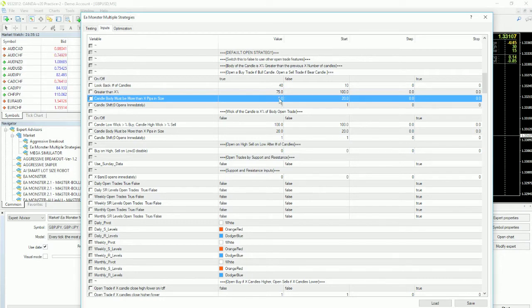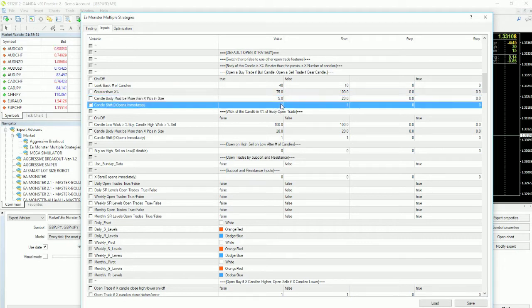Obviously you can make this 20 pips. The higher this is, the fewer trades it's going to open. I've experimented with this so many different ways. I'm going to be totally honest with you, I don't use this much anymore, but it can be very effective if you set this up right.